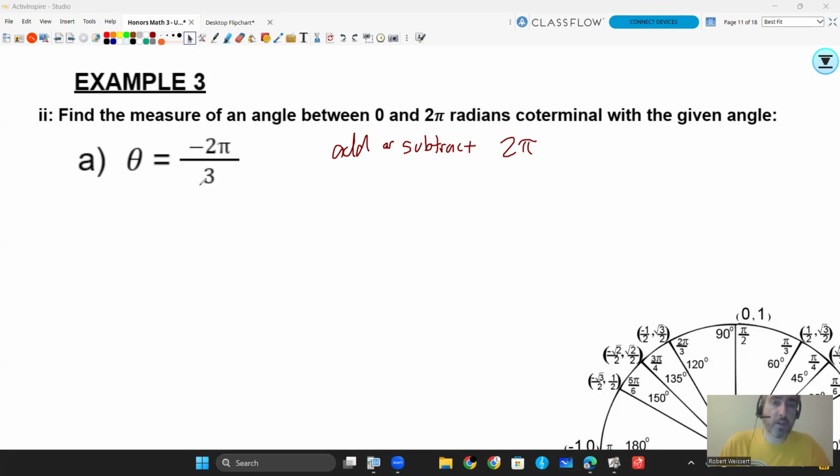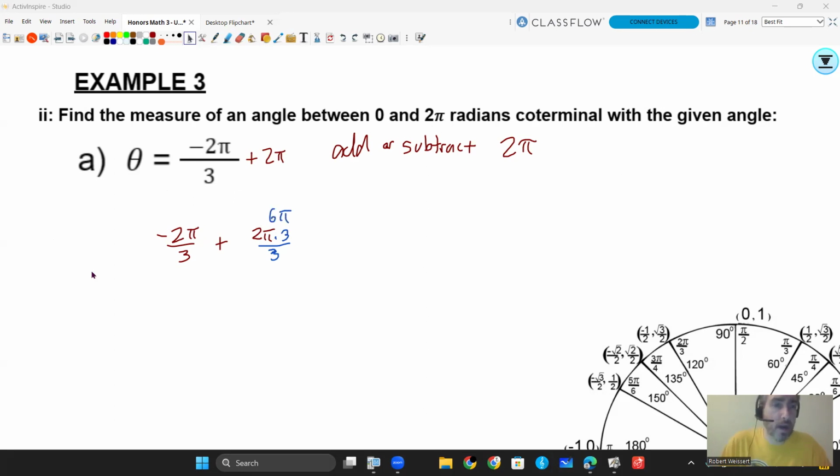So if you're doing negative 2 pi over 3, we know that's going to be a negative, so we're going to want to add 2 pi to that. But these don't have common denominators. When you're adding fractions, you have to get common denominators. Notice that I don't have a 3 here, so I'll have to put a 3 there and multiply the numerator by 3 to make that equivalent. That's going to give me 6 pi on top.